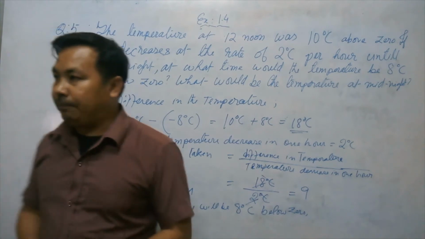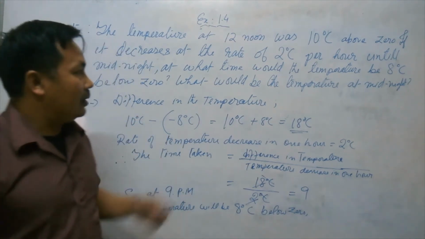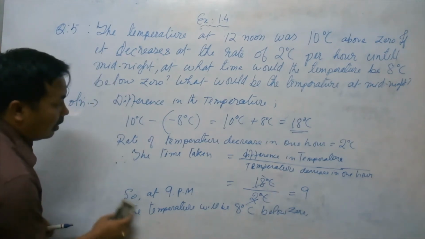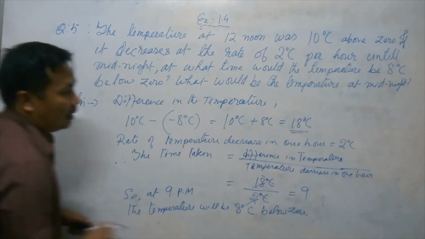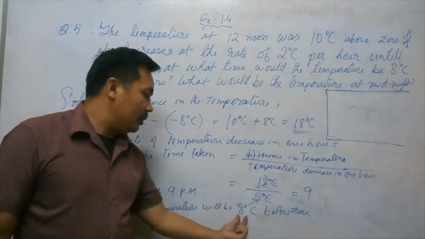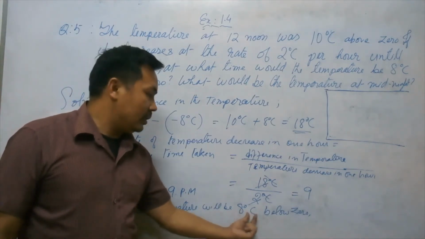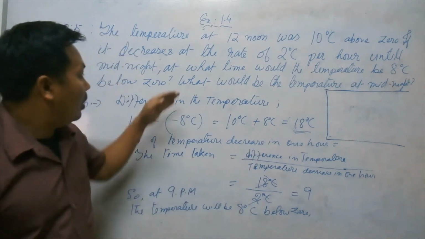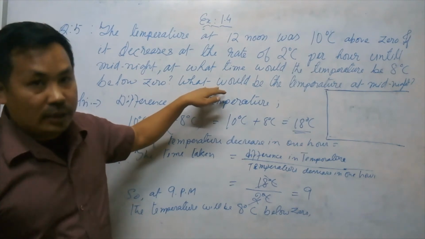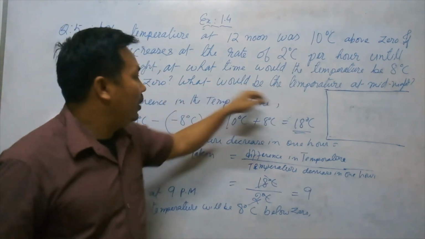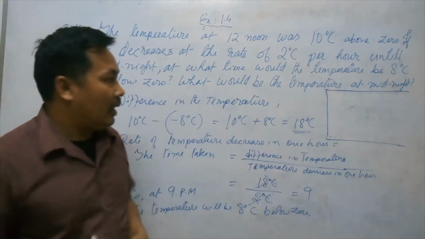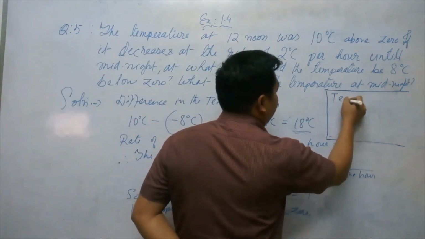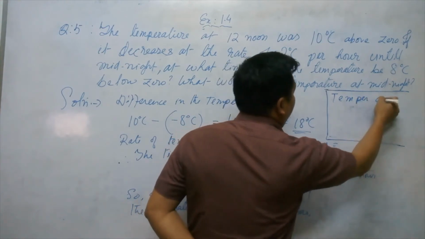At midnight, let us see how much the temperature will be. Here is the time where 8 degrees Celsius below 0 will be there. So one more question is here to be answered, that is, what would be the temperature at midnight? So let us see the temperature at midnight.